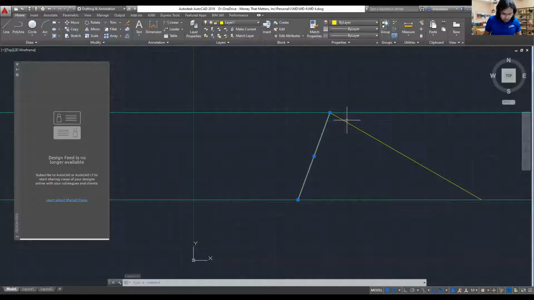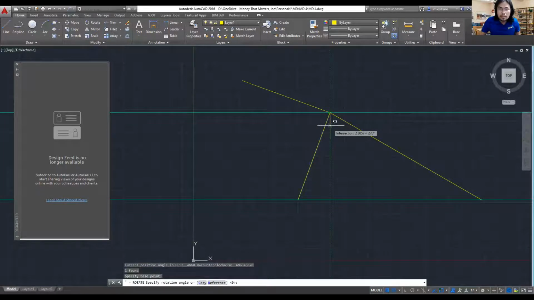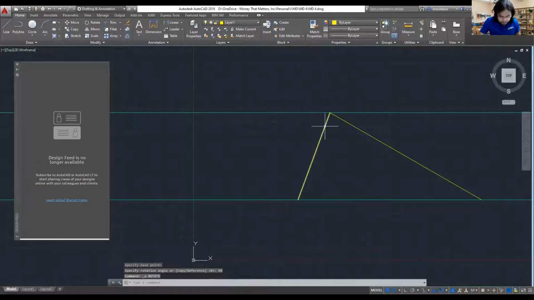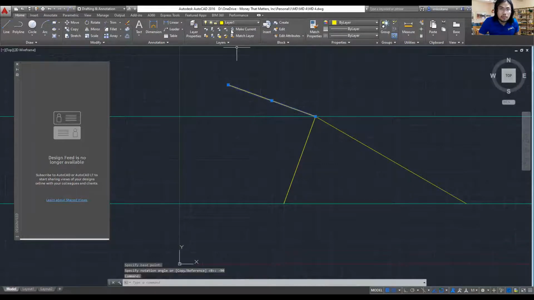Okay, rotate. So we rotate it 90 degrees. Oh, sorry, it should be negative 90. And that represents the velocity.